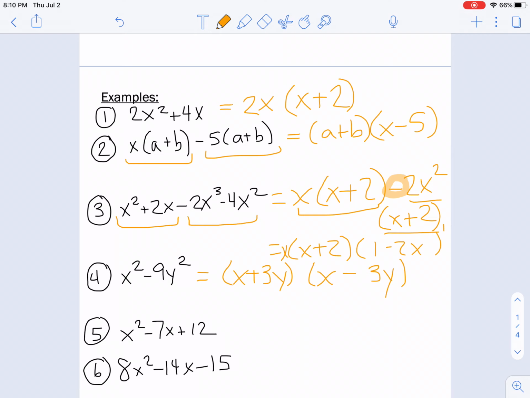In number 5, you notice that there are 3 terms. So it is a trinomial.